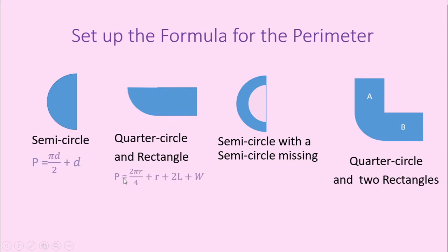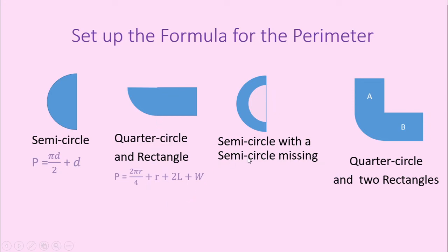So I've worked that out as 2 pi r, that's the circumference of a full circle, divided by 4 because it's only a quarter of a circle, plus I've got r, which is one of the side lengths, so I've done this part of the curved side, this radius, plus 2 lengths of the rectangle. That's this top length of the rectangle and this bottom length of the rectangle, and 1 width, which is this side here. Not 2 widths because the other width is on this side, and I don't want to add that side in because it's not part of the outer edges of the shape.